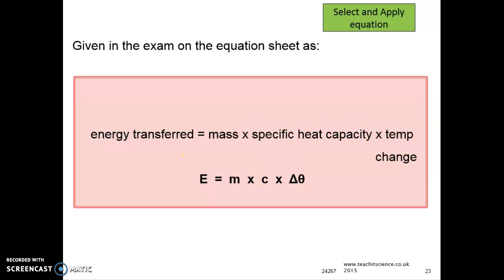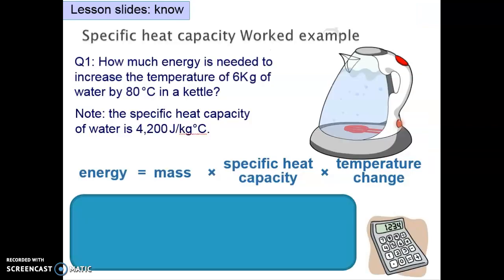Okay, so make sure you pause the video and have this form written down, and away we go. Okay, so here's an example. How much energy is needed to increase the temperature of 6 kilograms of water by 80 degrees C?